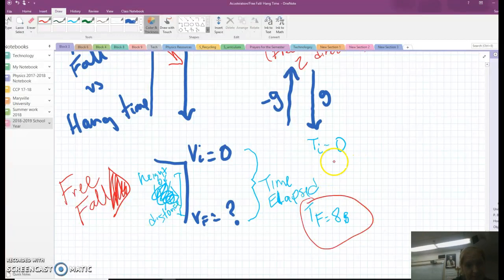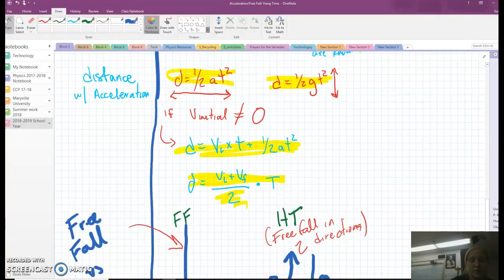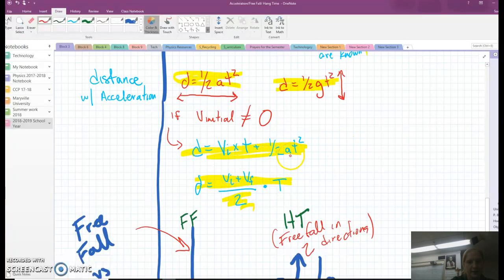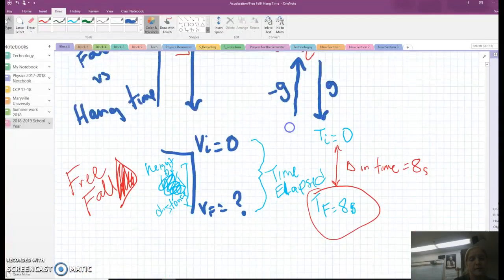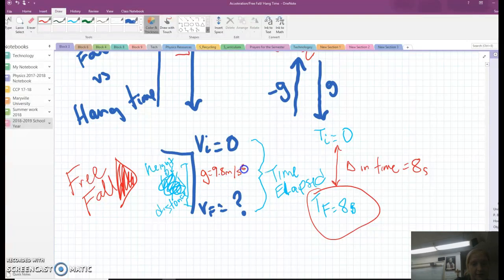So the change in time equals 8 seconds. Let's see, is there an equation with time and v initial? Now I can solve for distance. Wait a minute, I don't know my acceleration, do I? So I know time and I know vi. I actually do know a. When we're free falling off of a cliff, what do I always know? I know gravity is 9.8 meters per second squared.